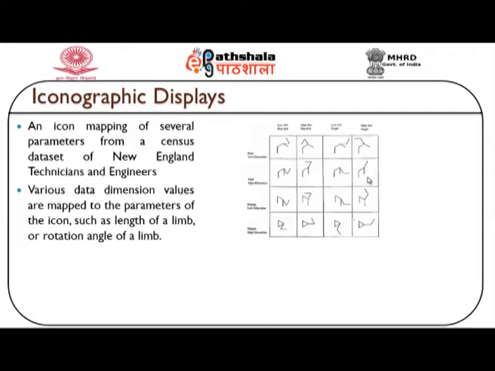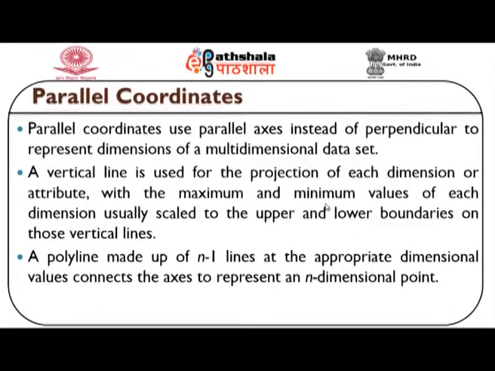The various data dimension values are mapped to the parameters of the icon, such as the length of the limb or the rotation angle of the limb, etc. So the census data is actually mapped onto the various dimensions or the various parameters of the icon, such as each and every limb of the icon. So this represents an iconographic display. If we see, the limbs are connected in such a manner, or all the 4 parts of the organs are connected in such a manner based on the data values as such.